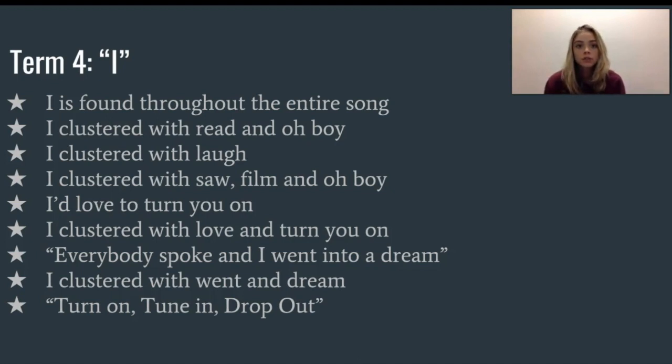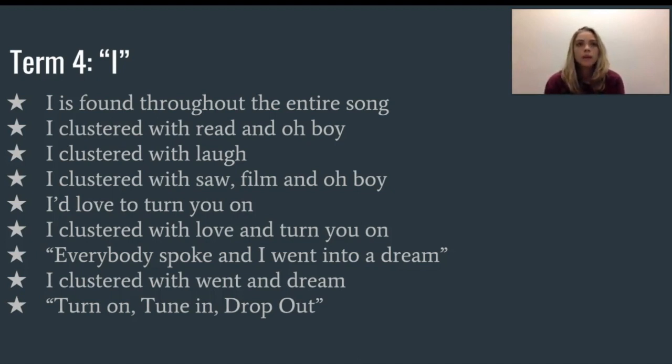The entire verse, post-instrumental break, uses I. The most important I in the verse is when he says, everybody spoke and I went into a dream. I is clustered with went and dream. I found this wrapped up the song very nicely. The last I found in the song is stating, I'd love to turn you on once more at the end.